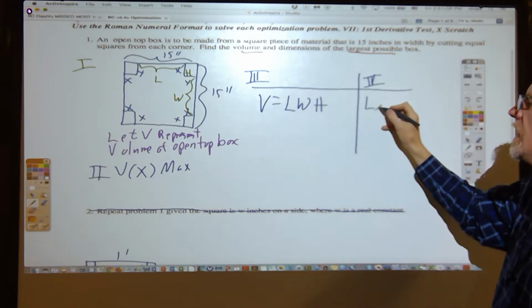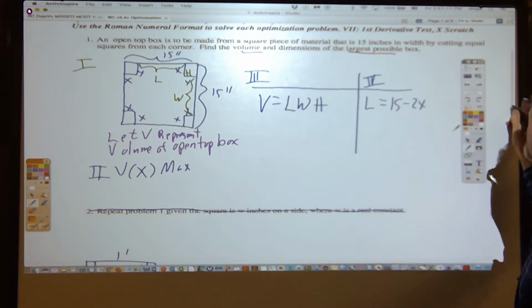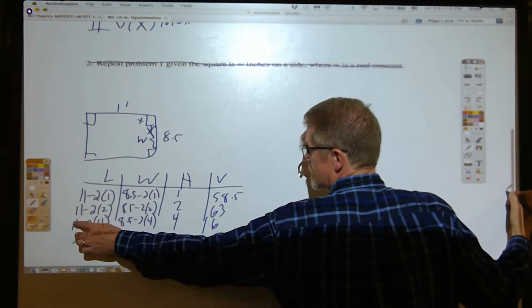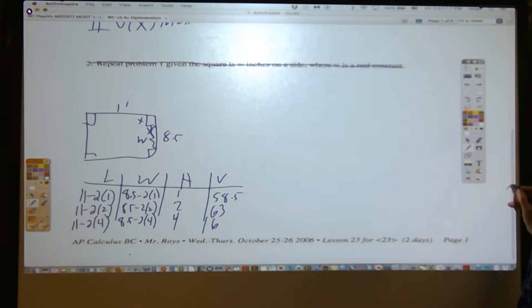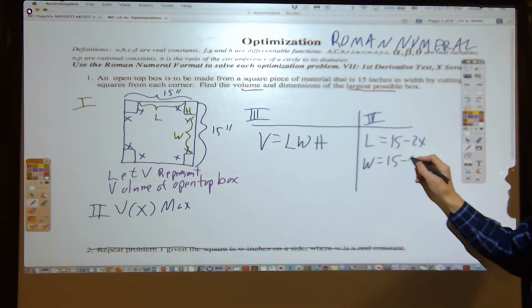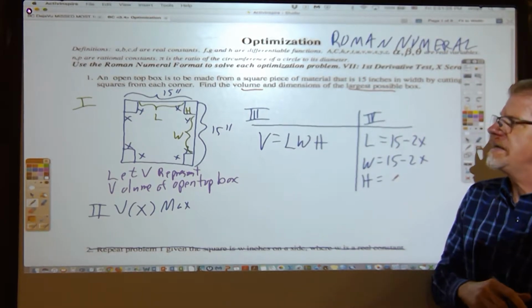Well, I know that length is always going to be 15 minus 2 times whatever x is. We saw that pattern in the warm-up thing. 11 minus 2x, 11 minus 2 times 1, 2 times 2, 2 times 4. In general, it's 2 times x. The width is also 15 minus 2x. What's the height of the open top box going to be?